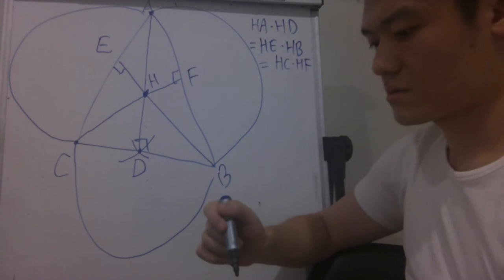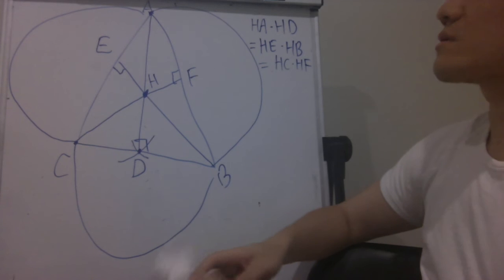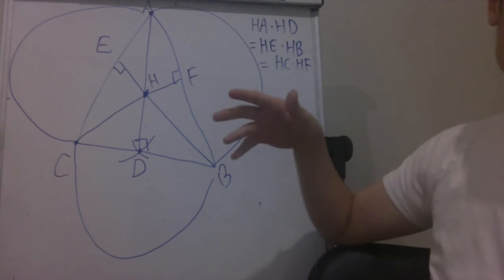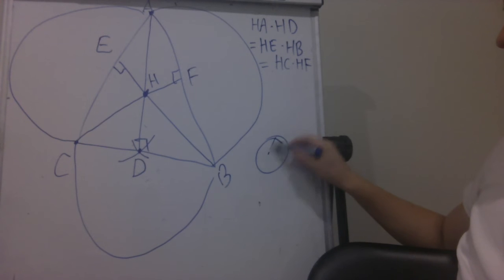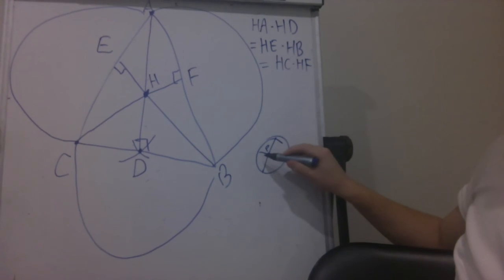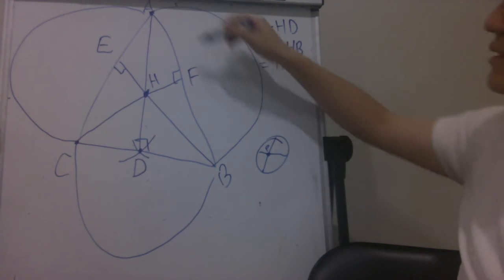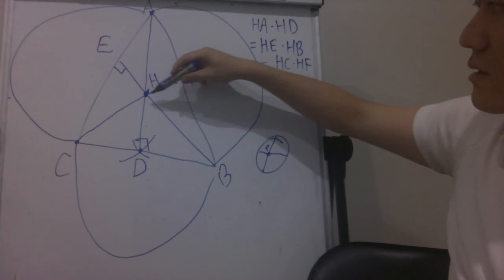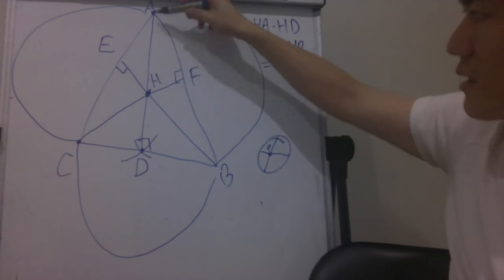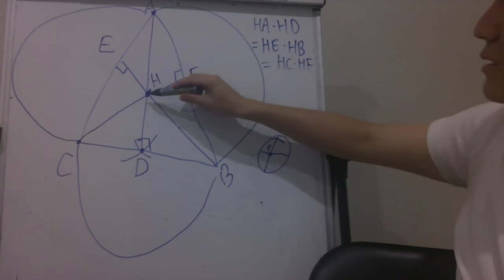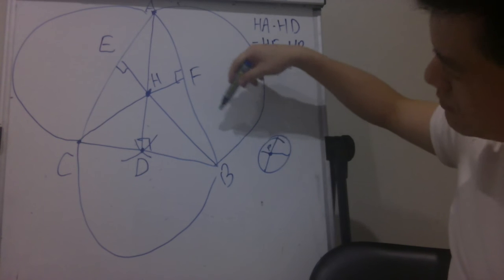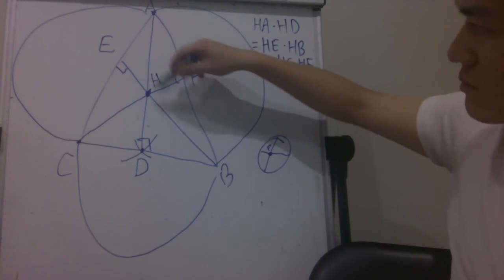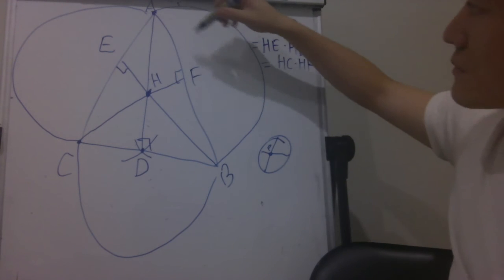Wait, what theorem are we using here to multiply the two? Oh yeah. The whole point of the power of a point theorem was that when you have a circle and a point, the product of the intercepts is that times that equals that times that. So we're in this circle with diameter AB, right? The product of the intercepts is HA times HD and HE times HB. In this circle.